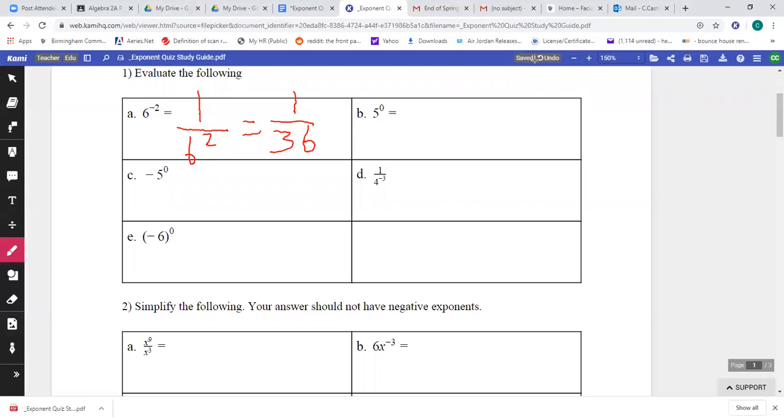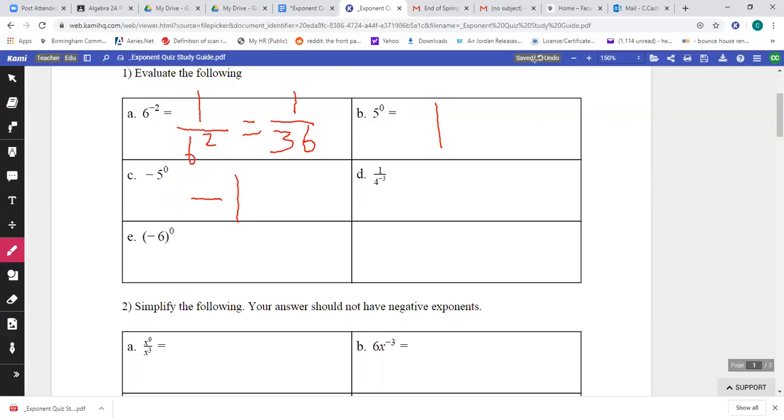Now look at letter B and letter C. Anything to the zero power is 1. Remember, if you have a negative in front, then using PEMDAS, you do 5 to the 0 first, that's 1. And so you put the negative after, that's negative 1. Letter C was a heavily missed question on the homework. A lot of people put 1. It's negative 1. Now I'm going to skip D.